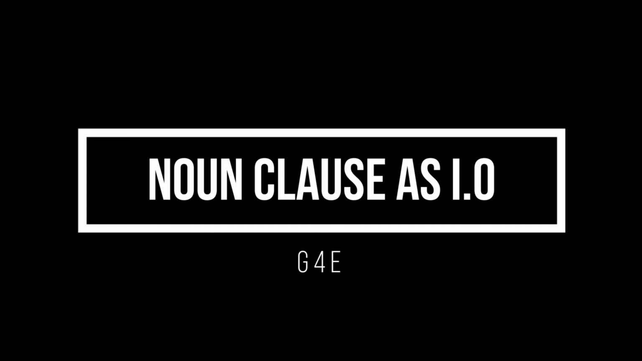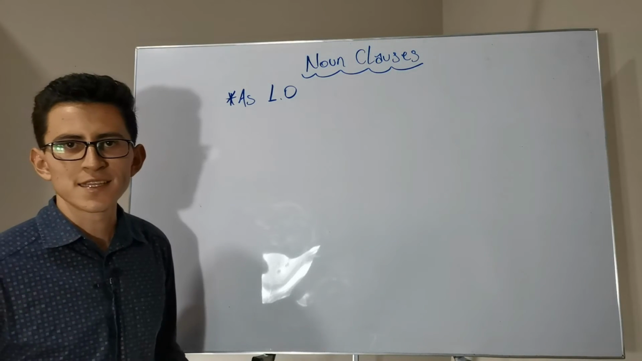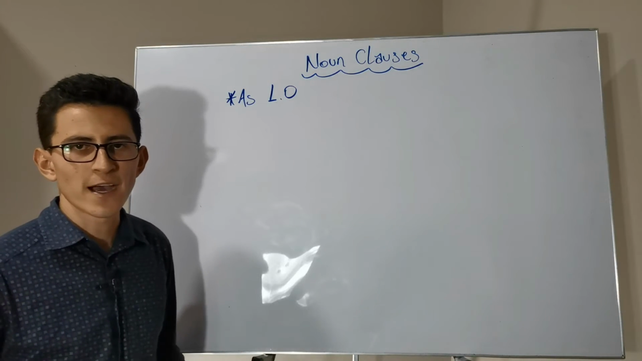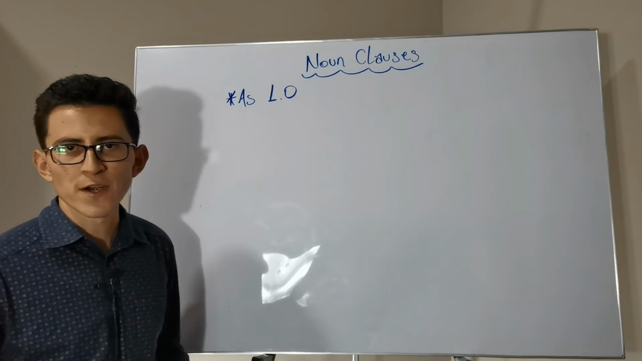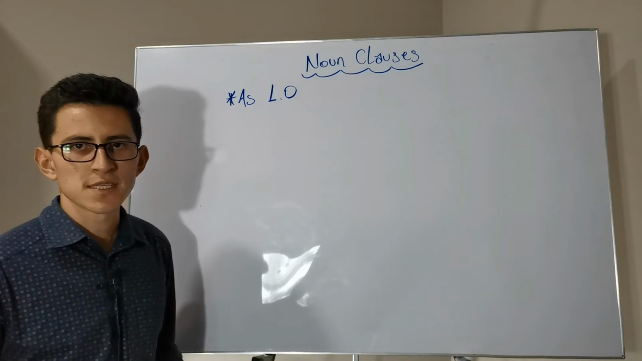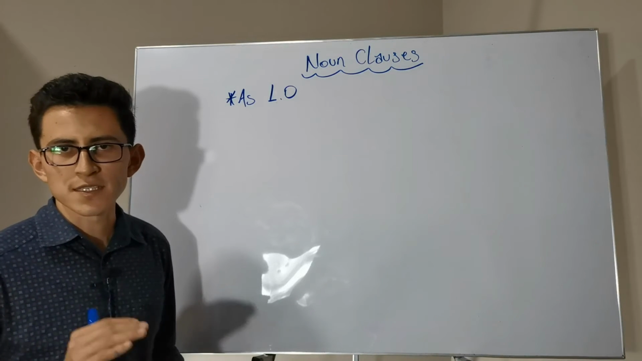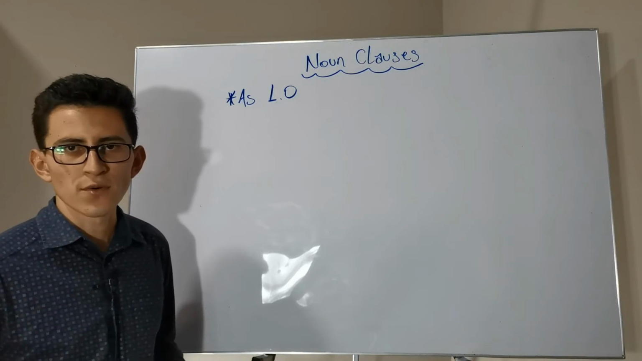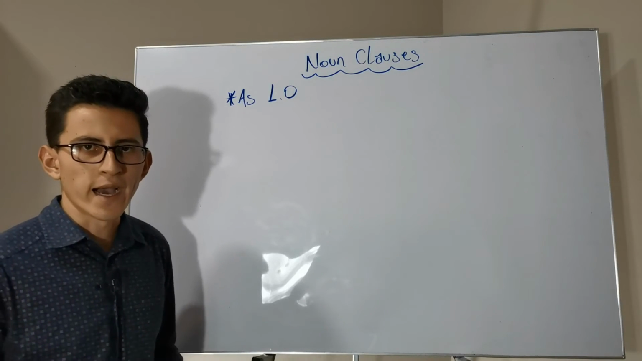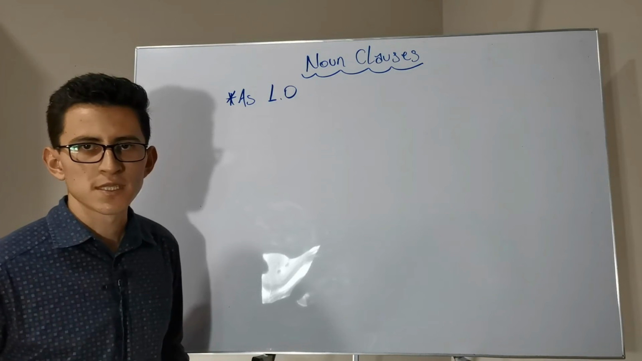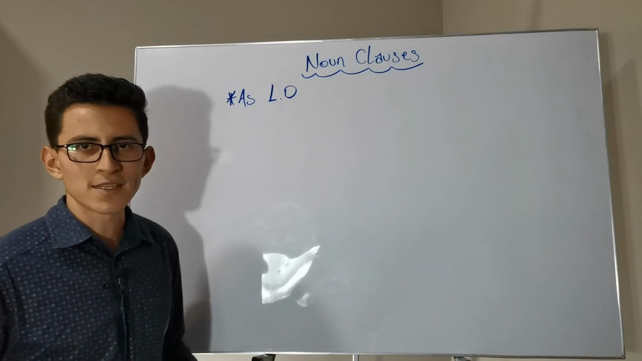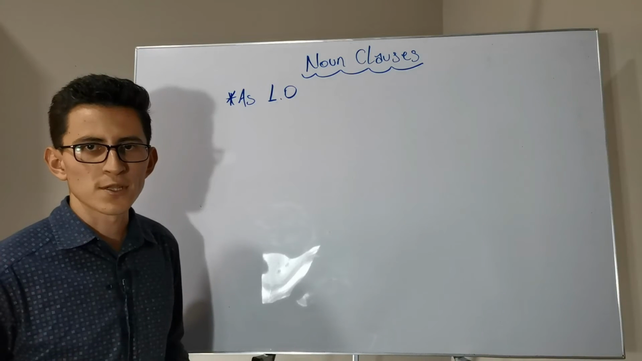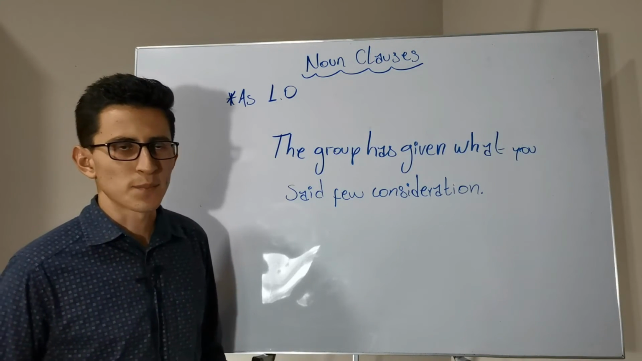Finally, we will see noun clauses that perform the role of indirect objects. An indirect object is defined as the words, phrases, or clauses that follow a transitive verb and indicate to what or for whom the action is performed. To simplify this, let's look at one example. Here I have an example.